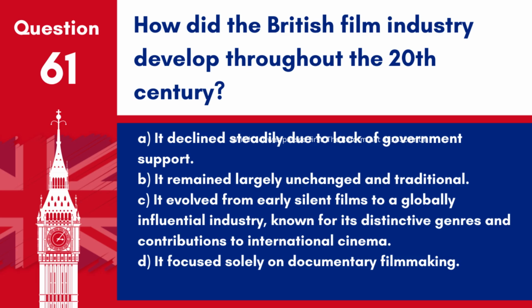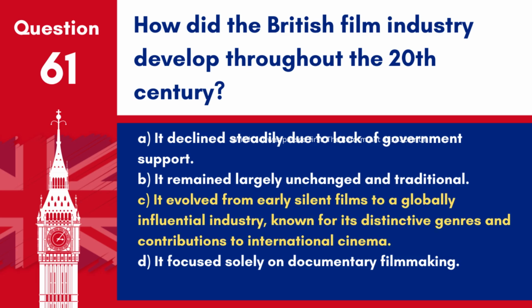Question 61. How did the British film industry develop throughout the 20th century? A. It declined steadily due to lack of government support. B. It remained largely unchanged and traditional. C. It evolved from early silent films to a globally influential industry, known for its distinctive genres and contributions to international cinema. D. It focused solely on documentary filmmaking.